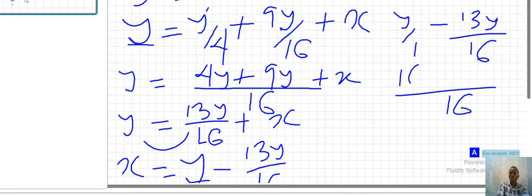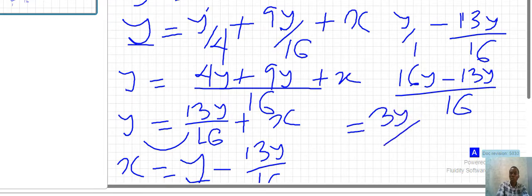16 times y will give us 16y minus 16 divided by 16 will give us 1. 1 times 13 will give us 13y. So this will be equal to 16 minus 13, which will give us 3y over 16. So our x now is equal to 3y over 16. That is the value of y.